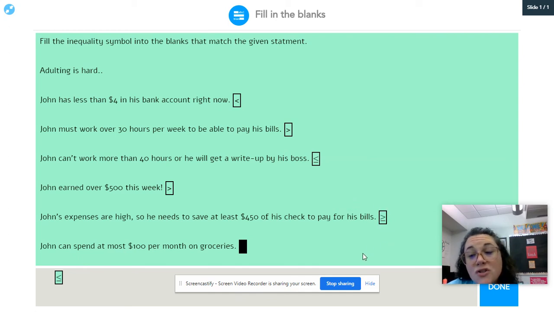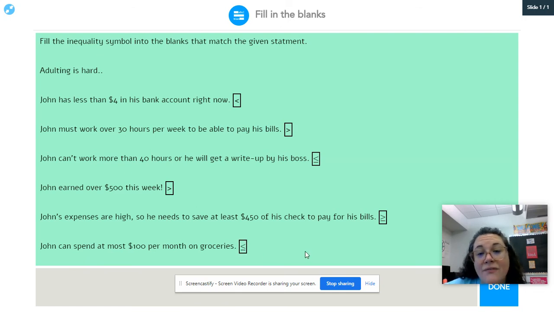And the last one, don't just put it in. Make sure that you're looking at it. It said John can spend at most $100 a month on groceries. At most means he can spend 100 or less. So that's a less than or equal to.